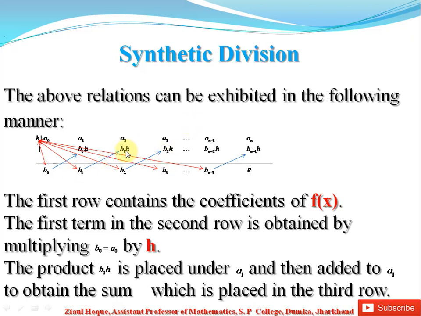Similarly, the second term is obtained by multiplying b1 with h, where b1 = a1 plus b0h. The product b0h is placed under a1. Similarly, b1 into h together with a2 gives b2. b2 into h together with a3 gives b3, and so on. Lastly, r = an plus b(n-1)h.